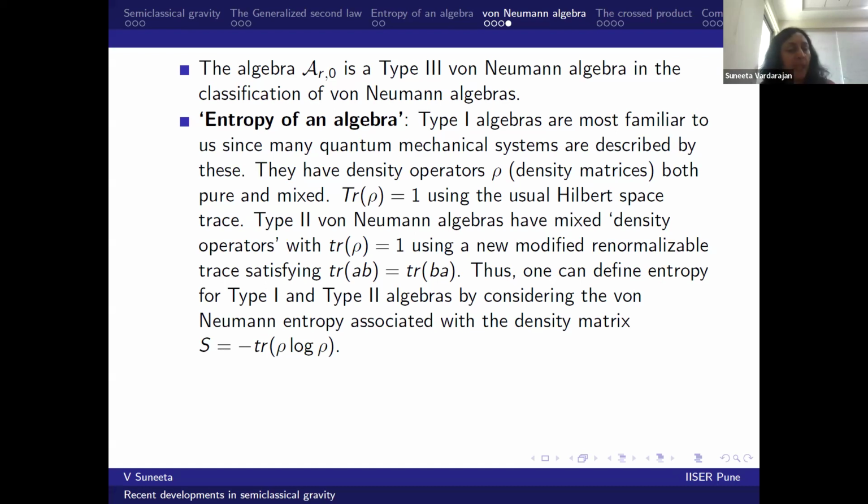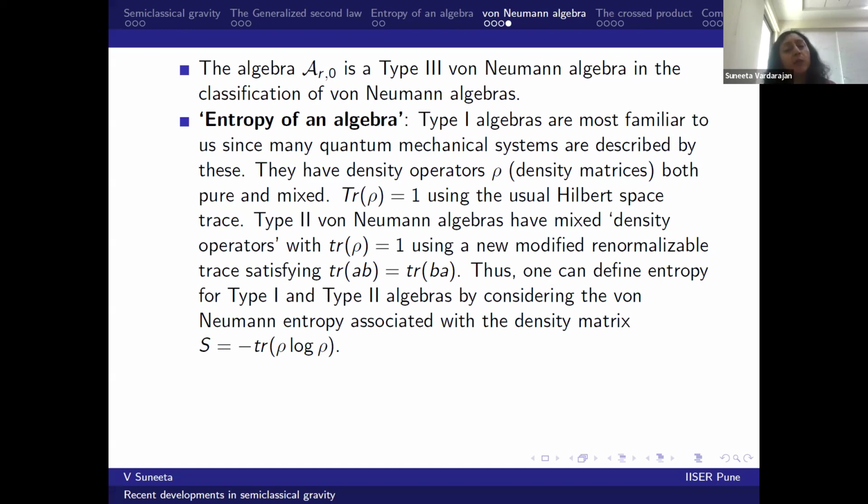Now there is another type called the type 2 von Neumann algebra. In these algebras, we don't have pure density matrices, we have only mixed density operators. And the Hilbert space trace in these algebras is actually infinite. So I can never put trace rho equals 1 because the answer would be infinite.